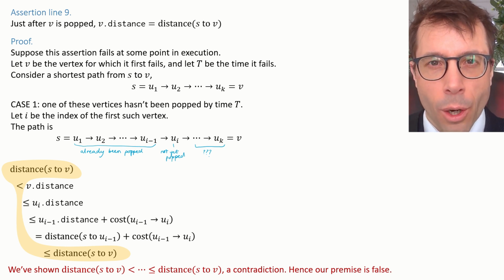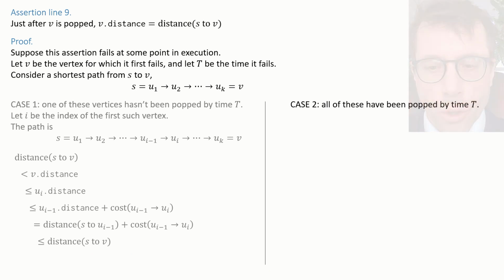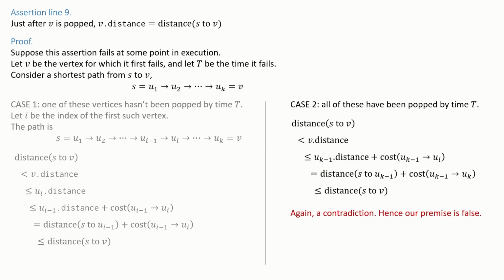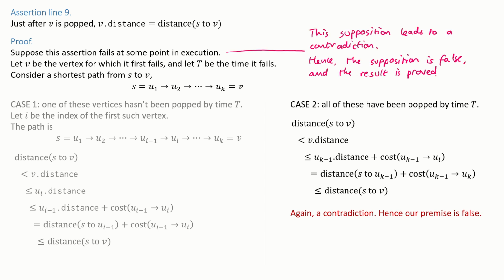Let's look now at the scenario where case 1 didn't happen. We'll look at case 2, the case where all the vertices on the path from u1 up to uk have been popped by time t. There's some very similar reasoning here, just a bit simpler than before, and I won't go through it all. What it leads to, again, is a contradiction. So, let's summarize. We supposed that the assertion on line 9 failed. We showed that this supposition leads to a contradiction. Therefore, we conclude the supposition is false, i.e., our assertion never fails, and this ends our proof.